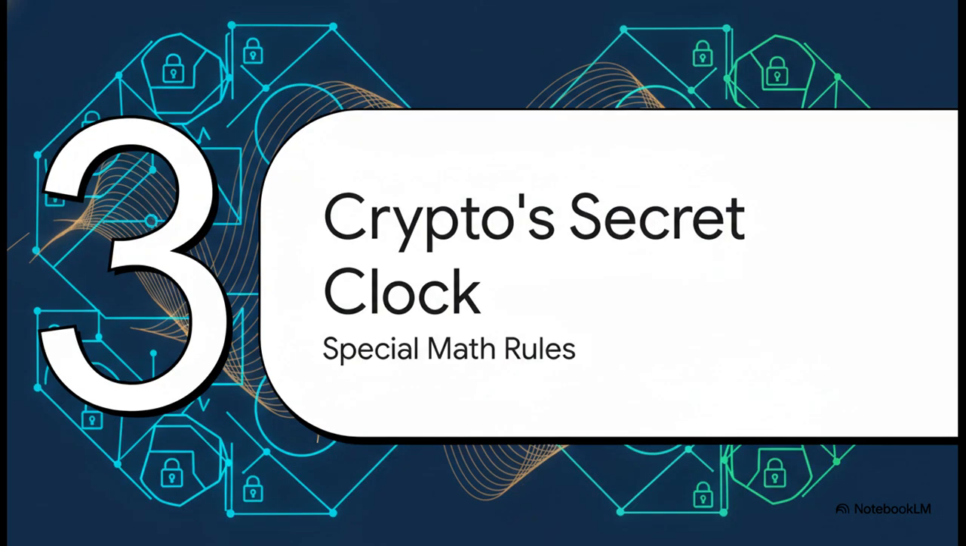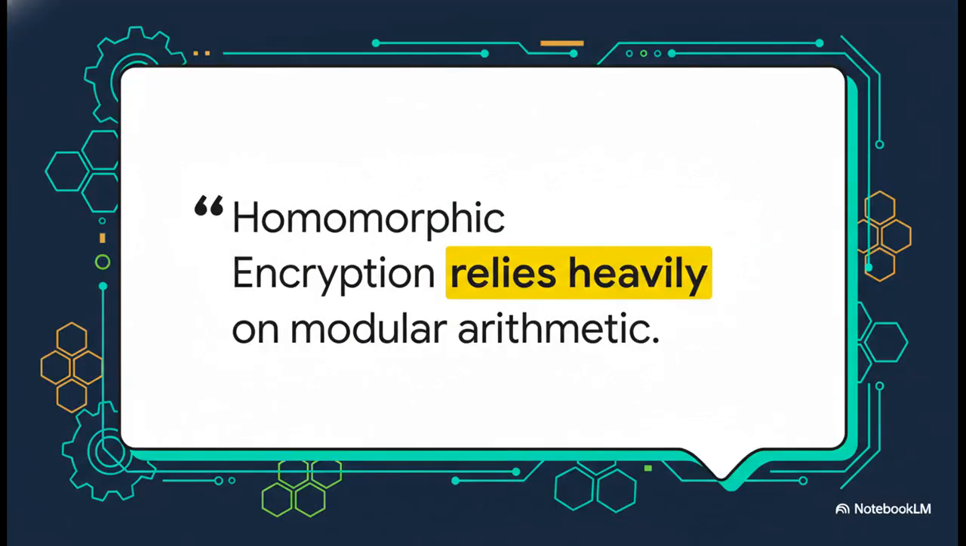Okay, so now our data is securely locked away as ciphertext. Awesome, but this creates a totally new challenge. Your standard math, addition, multiplication, it just won't work on this scrambled up data. We need a whole different set of rules, a special kind of arithmetic that can actually function inside this encrypted world. And this is the mathematical engine that drives the whole thing. Homomorphic encryption is built from the ground up on a concept called modular arithmetic. Now, don't worry, we're not about to get lost in a sea of equations. The goal here is just to build an intuition for it.